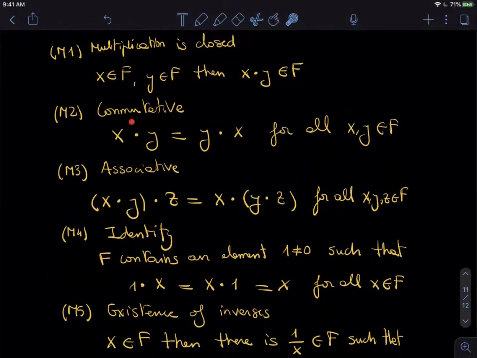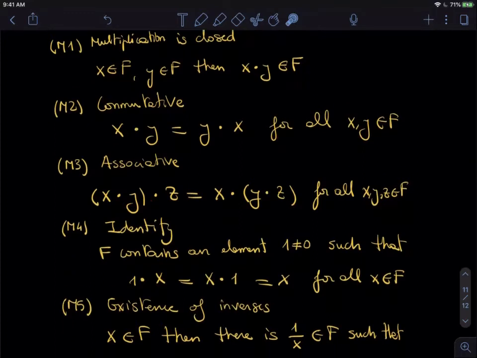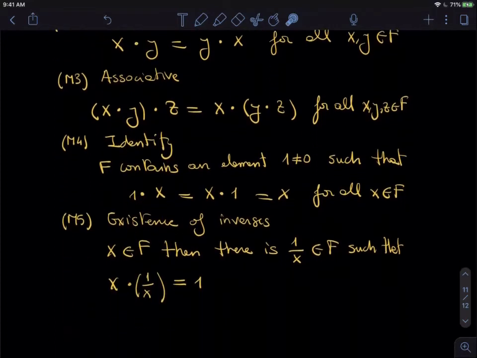It is commutative. So x times y equals y times x for any x, y in F, okay? Associative. So if we have 3 elements, x, y, and z, we can multiply first x and y or first y and z, and the result is going to be the same. The parentheses always express priority.